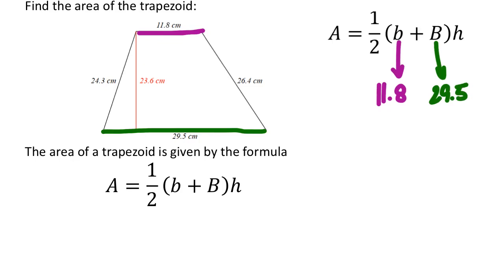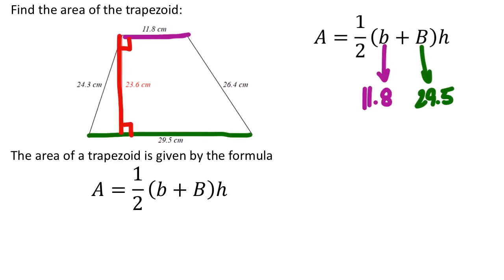And also, we're given that red side right here. Now that red line we do need, okay, and it doesn't show it, but it does create a 90-degree angle with both of the parallel sides. And that's how we know what the height of a trapezoid is. So the height on this one is that 23.6 centimeters.